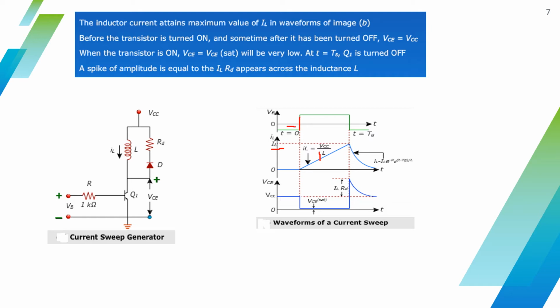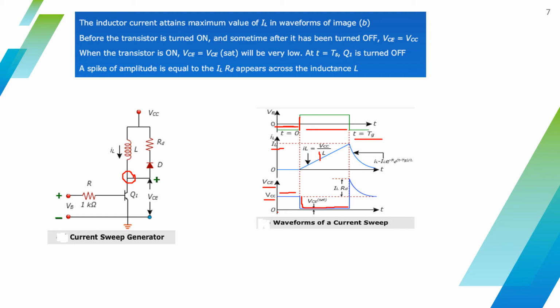Before the transistor is switched on, during this period, transistor Q1 is off, so the collector voltage of transistor Q1 is VCC. At t equal to 0, transistor Q1 is driven into saturation. Then the collector voltage falls from VCC to VCE sat. So during the sweep period, the collector voltage is at VCE sat.